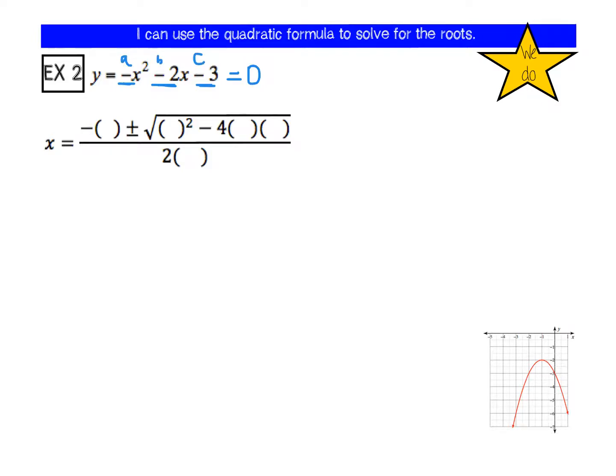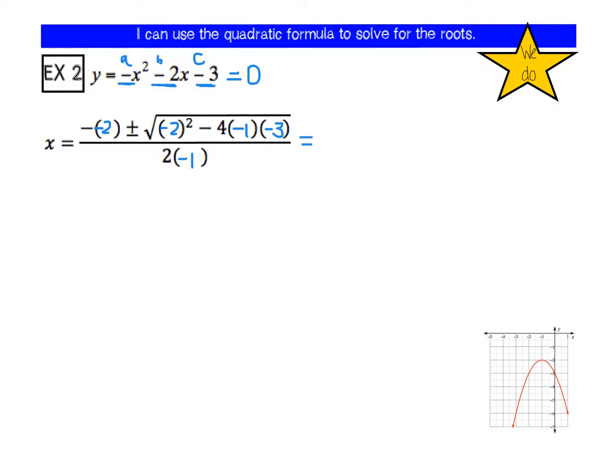What's the quadratic formula? x equals the opposite of b plus or minus the square root of b squared minus 4ac, all over 2a. So now how do my numbers fit in? b is negative 2. a is negative 1. c is negative 3. And a is negative 1.